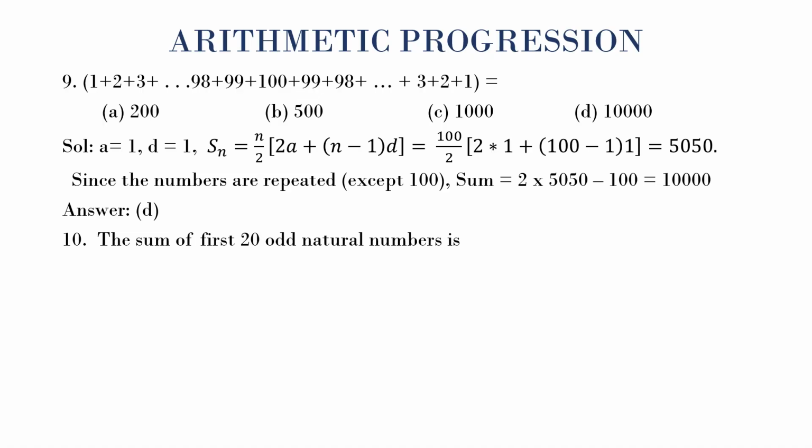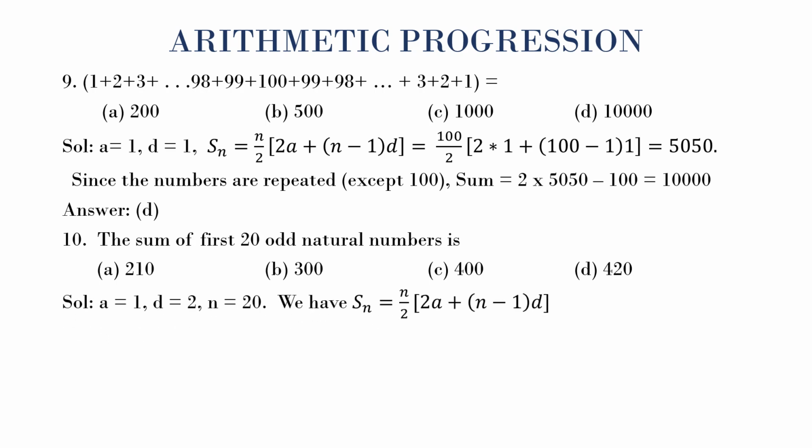The sum of first 20 odd natural numbers is, now the first odd natural number is 1, a, and the odd numbers differ by 2. So the common difference is d equal to 2, and number of terms is 20. So n equal to 20. On substitution in the expression Sn equal to n by 2 into 2a plus n minus 1 into d, and simplifying we get Sn equal to 400. That means the sum of first 20 odd natural numbers is 400. So the answer is C.